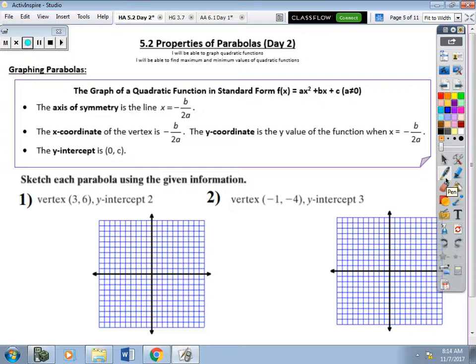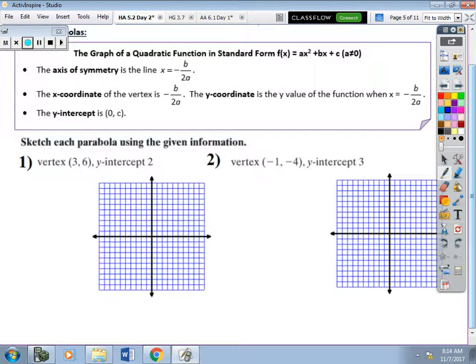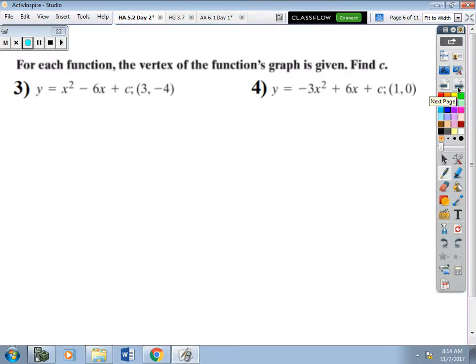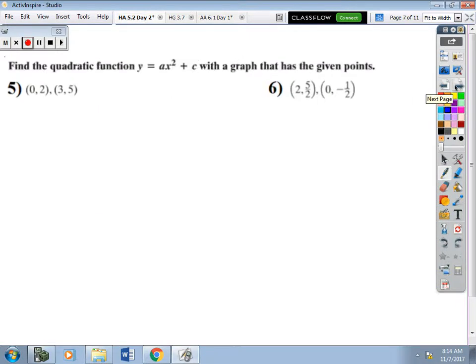So today we're just continuing the quadratic functions. We also are going to be able to graph them just by being given a couple pieces of information. We're also going to practice writing the equation. So if I give you 2 points, we'll actually come up with a quadratic equation.